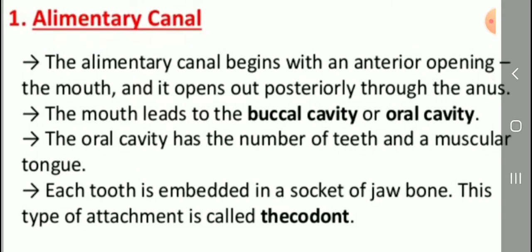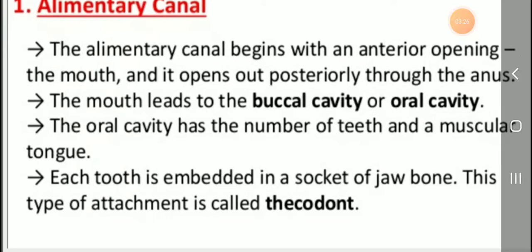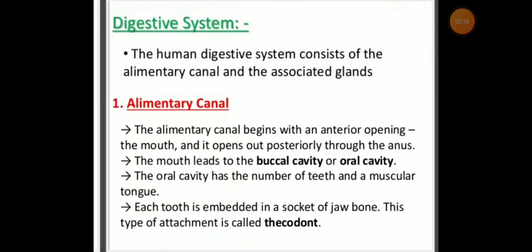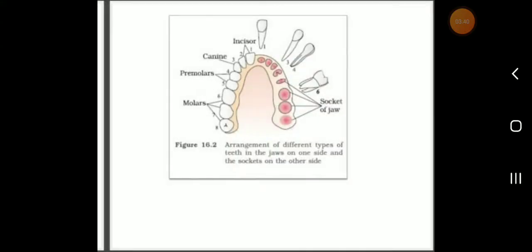The oral cavity has a number of teeth and a muscular tongue. Each tooth is embedded in a socket of the jawbone. This type of attachment is called thecodont.